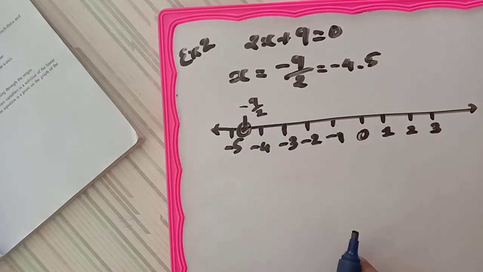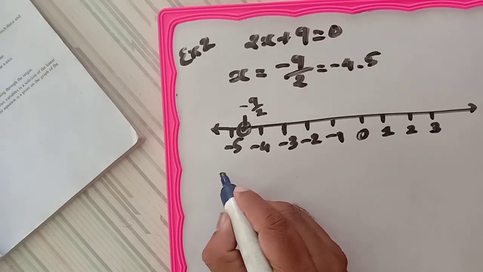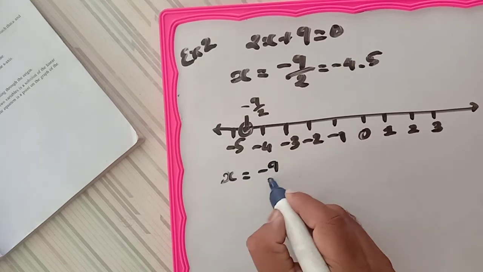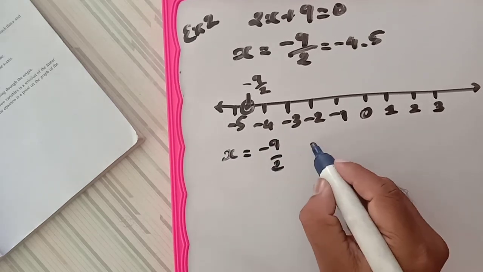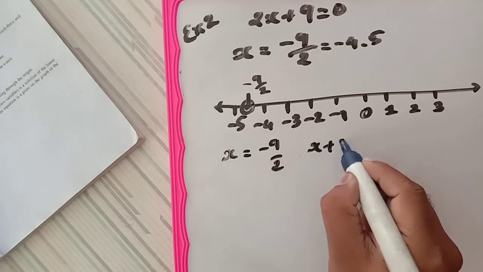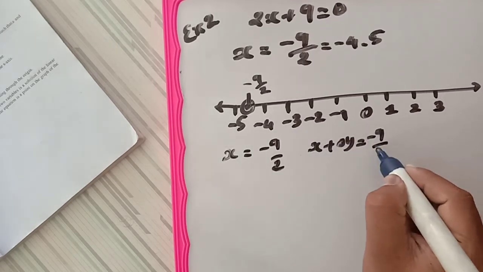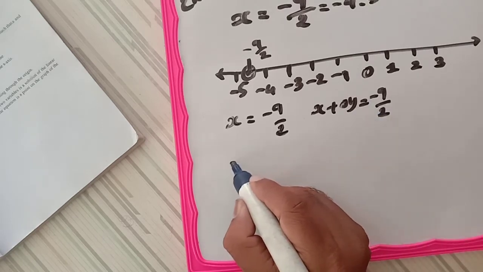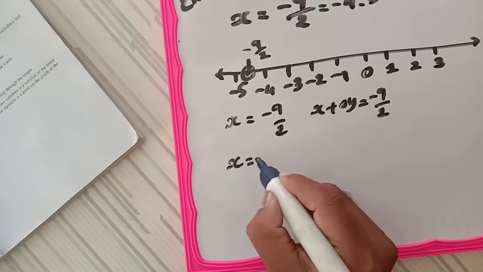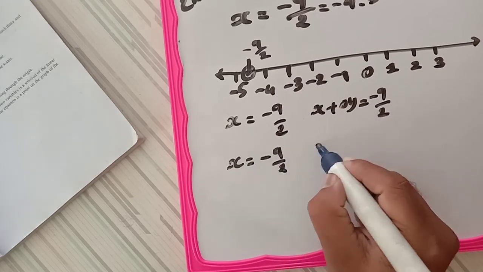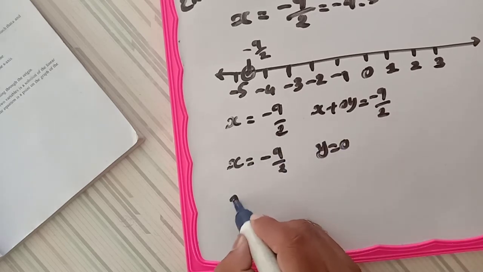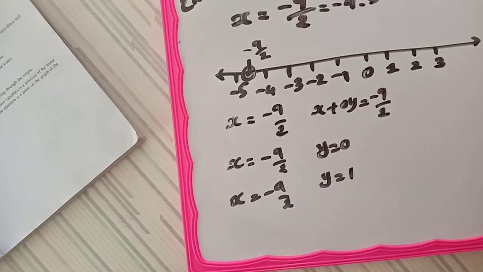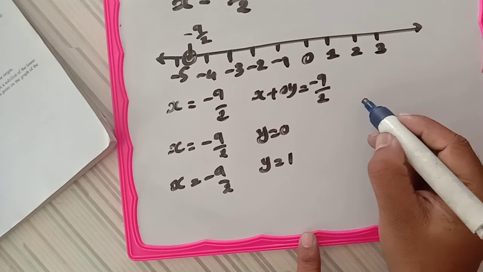Now for this we draw the graph. Here x equals minus 9 by 2. In two dimensions we write it as x plus 0y equals minus 9 by 2, and so whatever value of y we take, x will be minus 9 by 2 only. So x equals minus 9 by 2 when y equals 0, and x equals minus 9 by 2 when y equals 1. So we represent this on the graph.